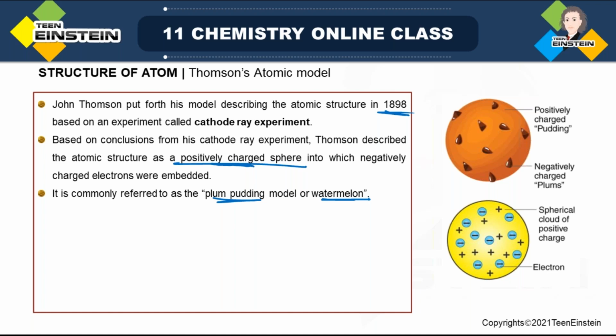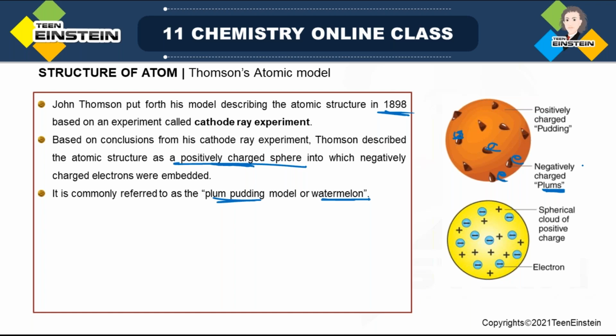Because when you look at a watermelon or plum pudding, just see the watermelon, the seeds will be treated as the negatively charged electrons. Or if you consider plum pudding, then these plums are basically the negatively charged electrons. So as if they are electrons. And these electrons are as if floating in the sea of positively charged particles, which is actually the pudding. Or if you consider the watermelon, the red fleshy part of the watermelon is actually the positively charged particles, as if they are spread in the overall atomic model.